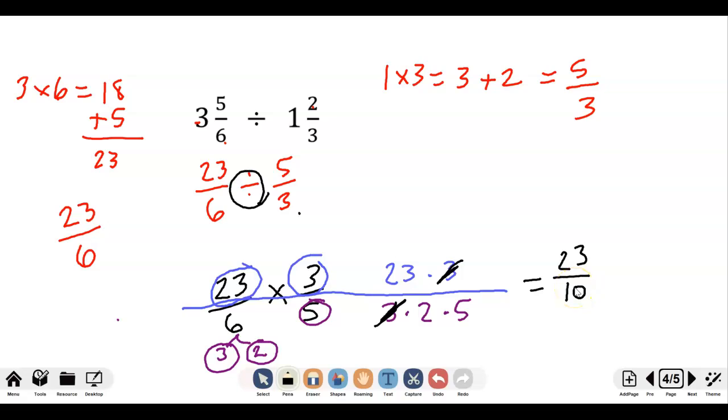So 23 tenths. Once again, we need to take that and make that into a mixed number. So 10 goes into this 23, 10, 20, it goes in there 2 times, 2 wholes, with 3 tenths left over.